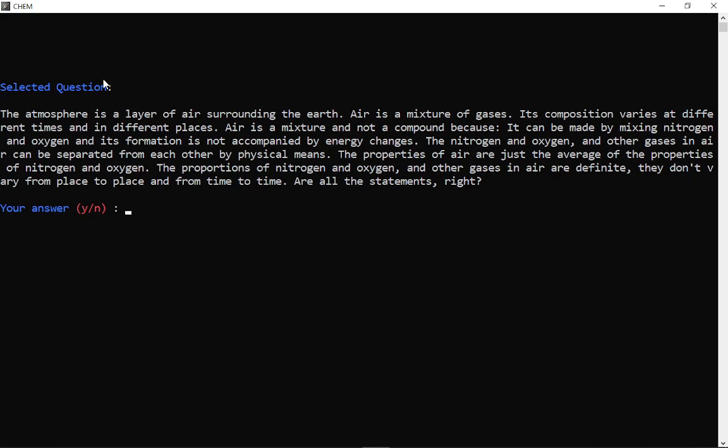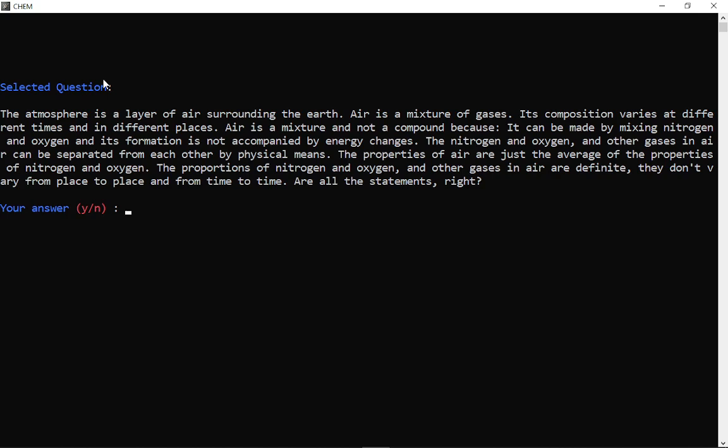So the first statement is: the atmosphere is a layer of air surrounding the earth. Fantastic, that is right. Air is a mixture of gases. Perfect. Its composition varies at different times and in different places. Perfect. Air is a mixture, not a compound, because it can be made by mixing nitrogen and oxygen, and its formation is not accompanied by energy changes.